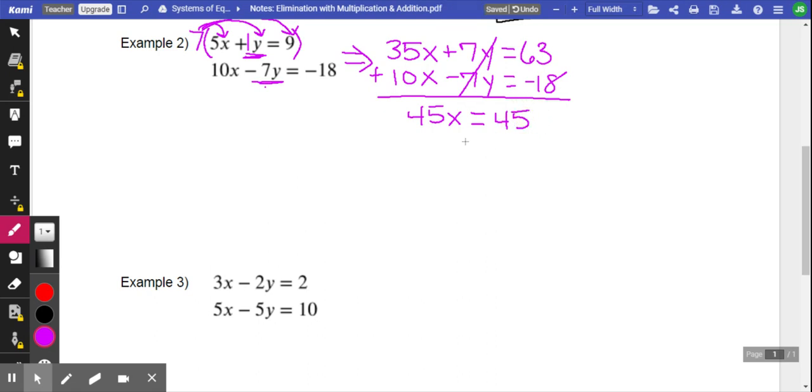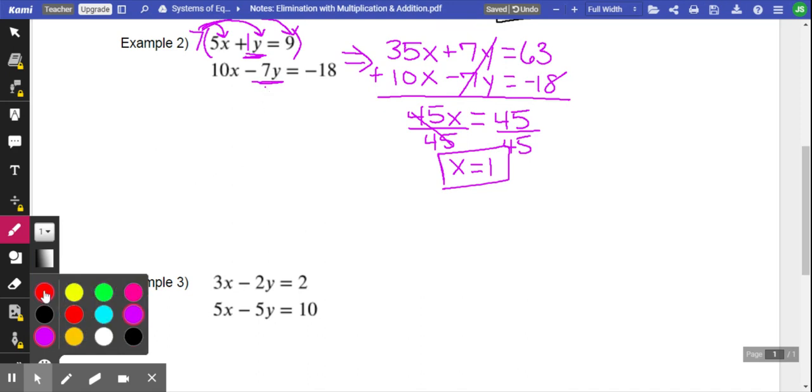Okay, last but not least, x needs to be alone. So that 45 is attached by multiplication. So I'm going to do the opposite, and I'm dividing both sides by 45. Bringing that x down, 45 divided by 45 leaves me with 1. So I've got my one variable, and I don't want to be tempted to stop, but I know that I have two variables. I have x's and y's here, so I've got to find the y.